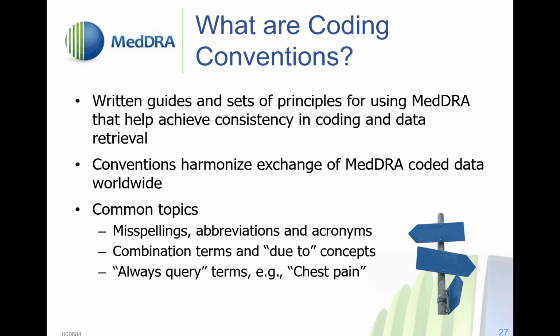Conventions can address different topics that may need to be clarified to the coder. How do you handle terms that are misspelled? How do you handle terms that you receive as an abbreviation or an acronym? What happens if you receive a combination term or a due to concept? Do you have a selection of terms where you always query, like chest pain is a common one? Do you always query that to clarify if it's cardiac or non-cardiac chest pain?